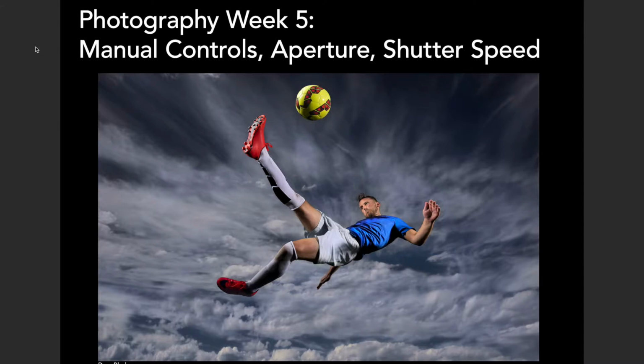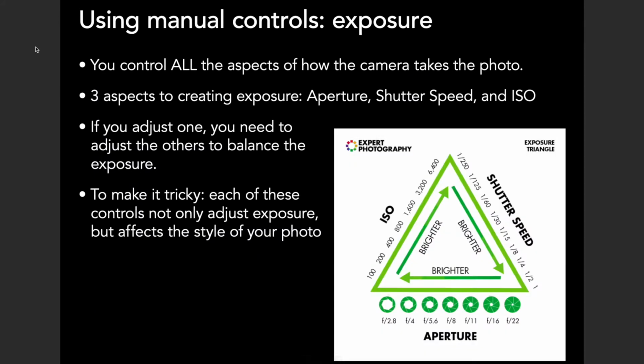So we're going to learn about manual controls this week, and specifically about aperture and shutter speed. Using manual controls is all about creating exposure, and creating a good exposure. The fun thing with manual controls is you get to control all the aspects of how the camera is taking the photo, so literally how the mechanism is working inside your camera.